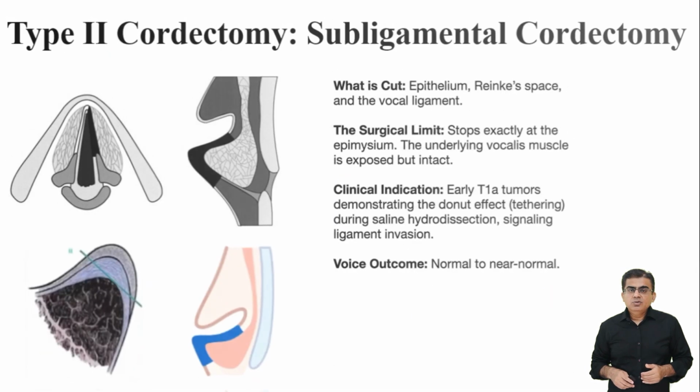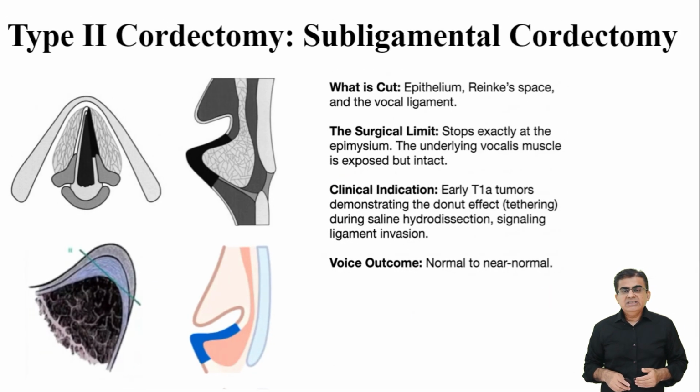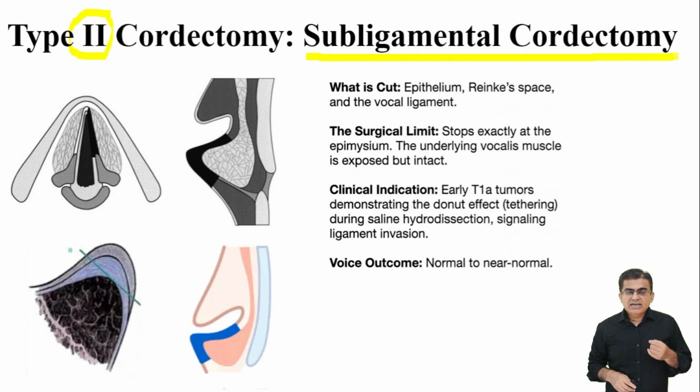Let us now move deeper to the second category of resection, type 2 cordectomy. We clinically call this a subligamental cordectomy. Here, our cut goes much deeper than a type 1. We must remove the squamous epithelium, the jelly-like Reinke's space, and the dense connective tissue of the vocal ligament.